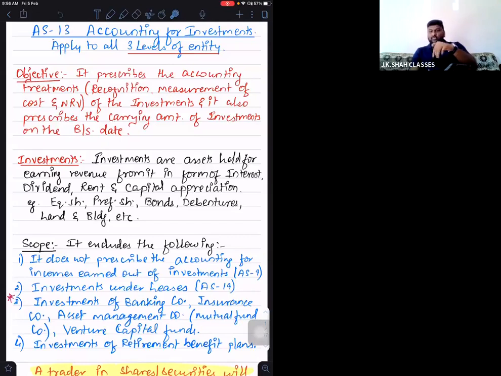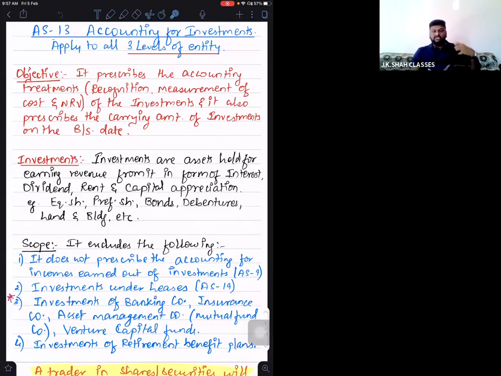So again, I will not be talking about NRV because the formula remains the same: estimated or expected selling price minus expected selling expenses. So here our major attention will be how to measure the cost of the investments. That is point number 1, which is very important. And secondly, on the balance sheet date, the investment should be carried at what value? That is another important point that we are going to learn.